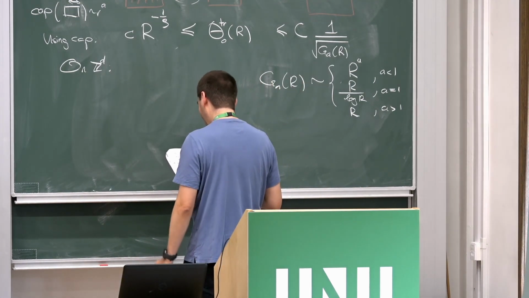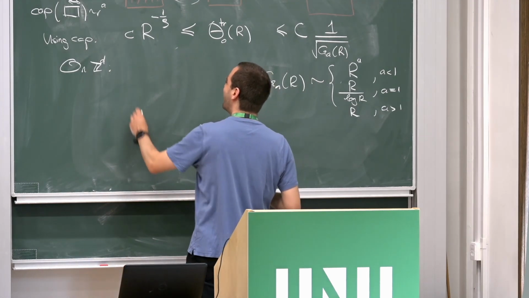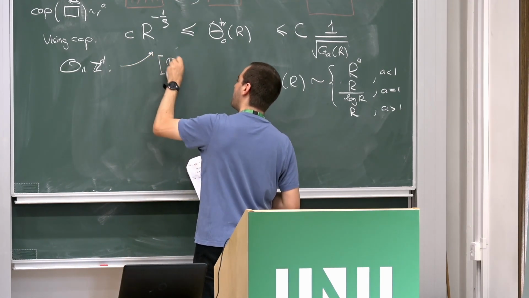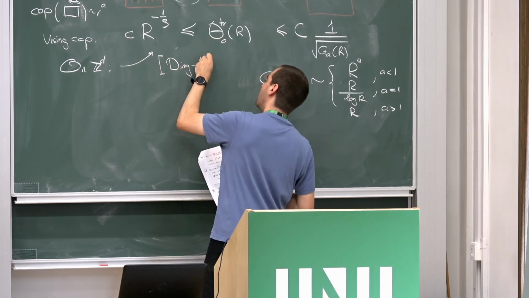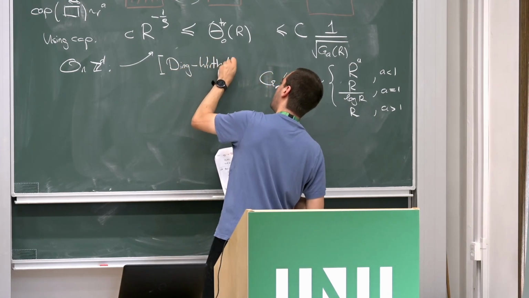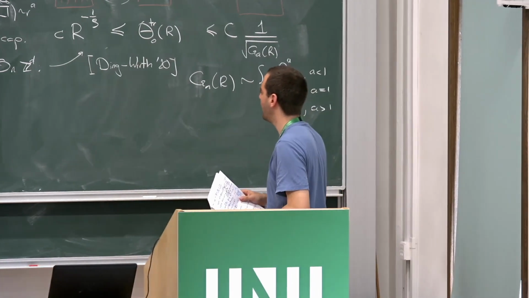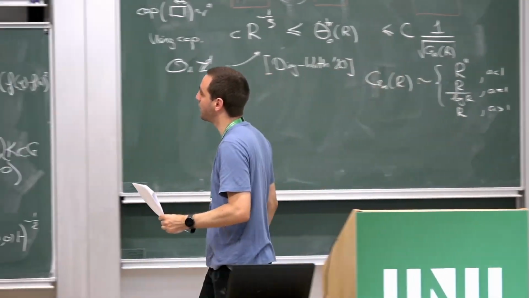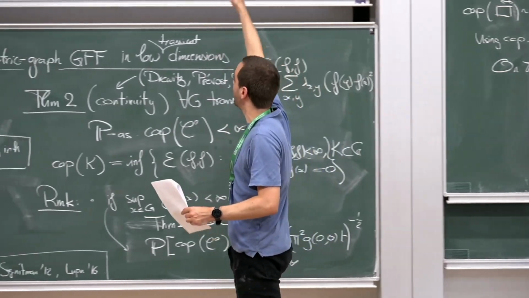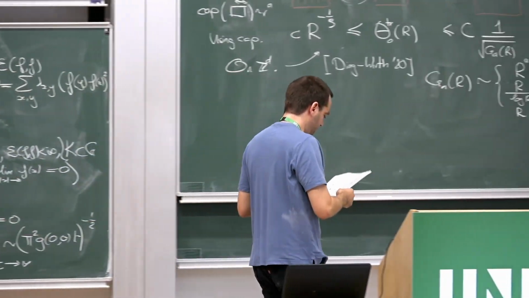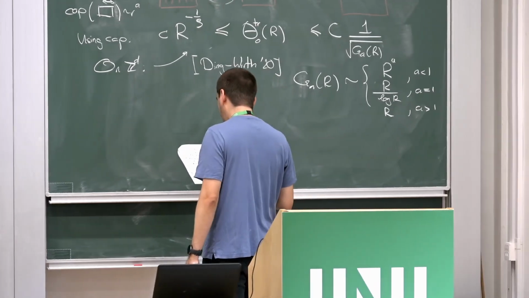So on Z^d, this was first proved in a paper by Ding and Wirth from 2020, using a different approach, a martingale approach. But in fact, it follows in greater generality, as described here, just from the integrability of the capacity observable.